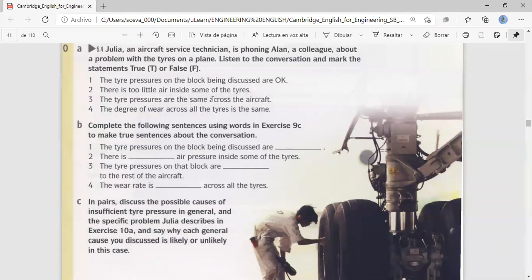They're talking about a problem with the tires on a plane. You're going to listen to the conversation and mark the statements as true or false. Let's first read the statements so that we know what we have to listen to. Could you please read the four sentences?